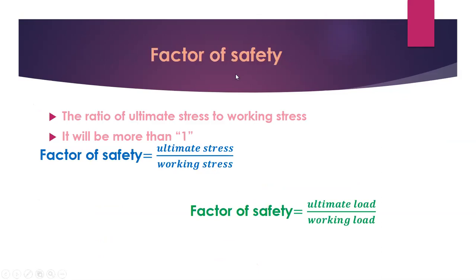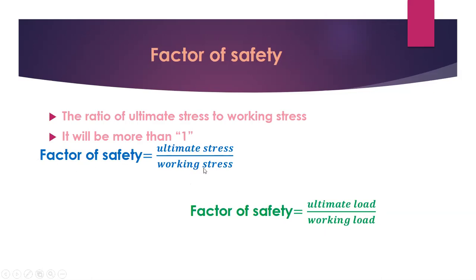The next topic is the factor of safety. So what is the factor of safety? It is the ratio of ultimate stress to working stress. Factor of safety is equal to ultimate stress divided by working stress. You know that ultimate stress is higher than working stress, so the factor of safety will be more than one. It will be 2, 3, 4 like that. It depends on the material. This is an important definition. Factor of safety is also equal to ultimate load divided by working load. You can use both equations.